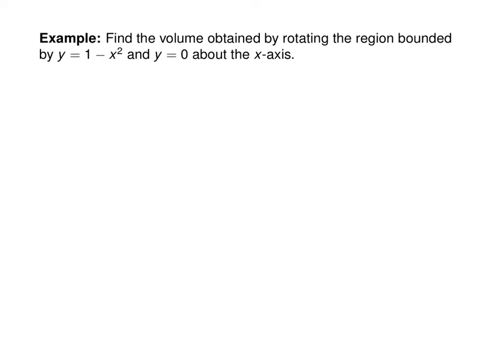Next, let's find the volume obtained by rotating the region bounded by y equals 1 minus x squared and y equals 0 about the x-axis. So 1 minus x squared is a parabola reflected over the x-axis and shifted up 1. So it looks like this. That parabola intersects the x-axis at x equals negative 1 and x equals positive 1.